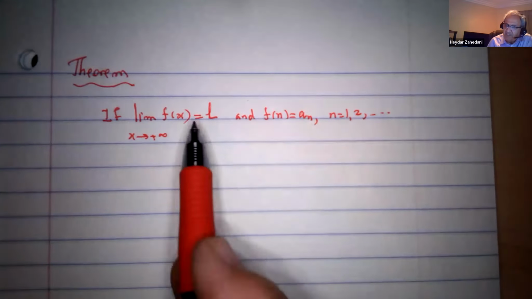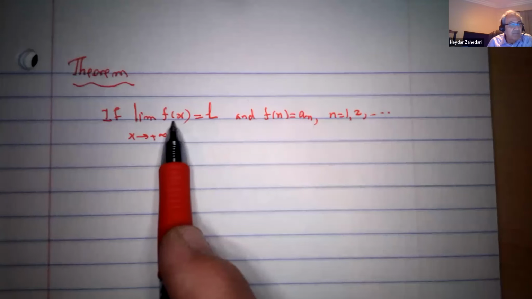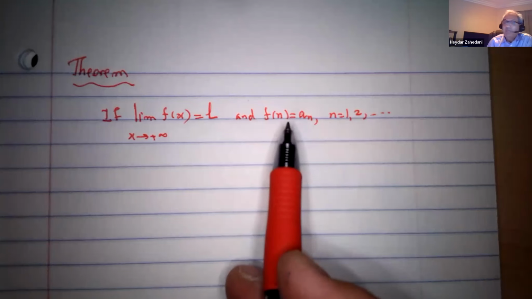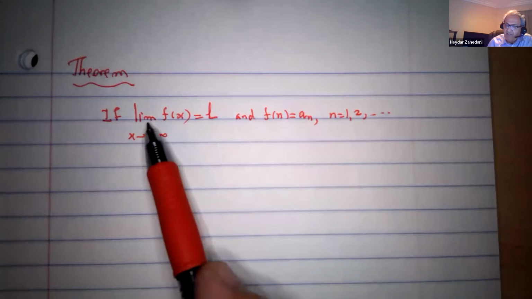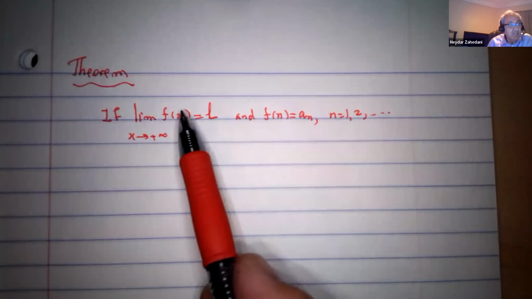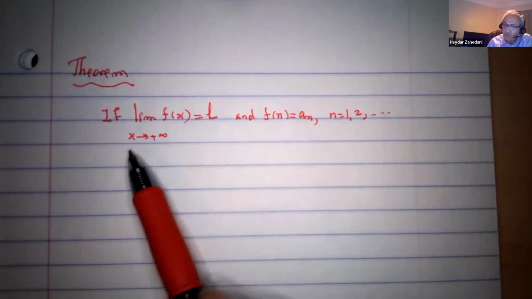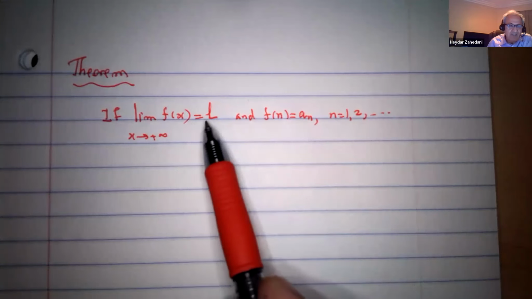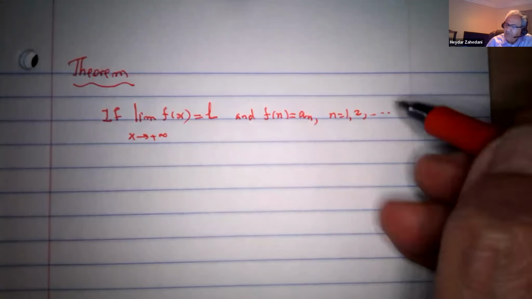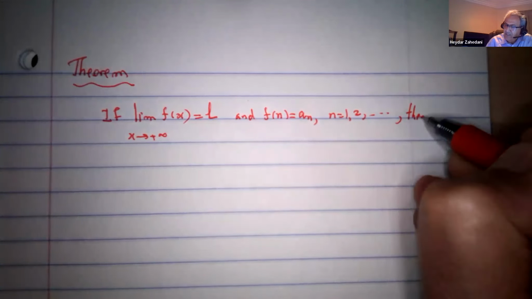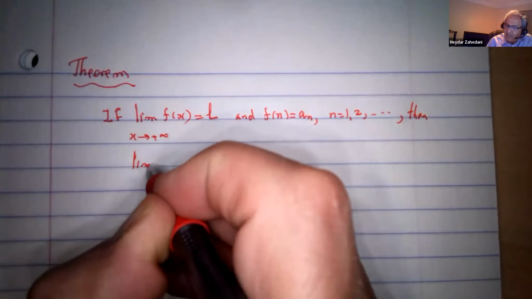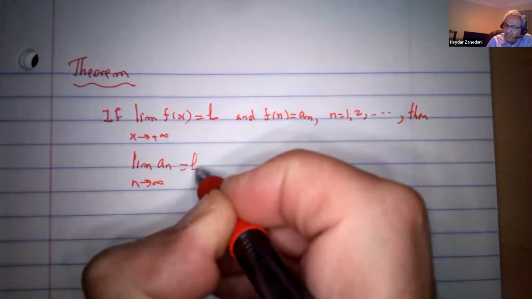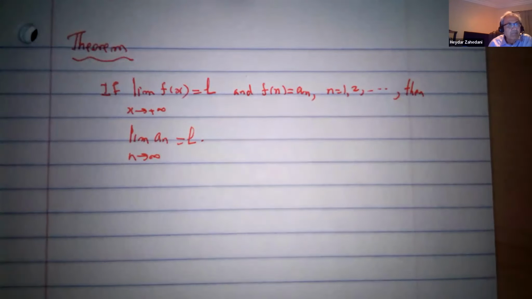So this simply means if you replace the x by n, that gives you f of n. When it's f of n, you can talk about f of 1, f of 2, f of 3. But when it's f of x, you can talk about anything you like, f of 1.5, 1.2. So this theorem will tell you that if you replace it by x and this limit does exist, then the limit of a n when n goes to infinity is also equal to the L. And that helps you quite a lot.